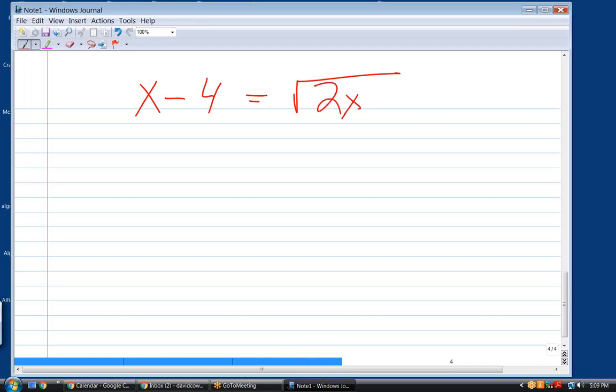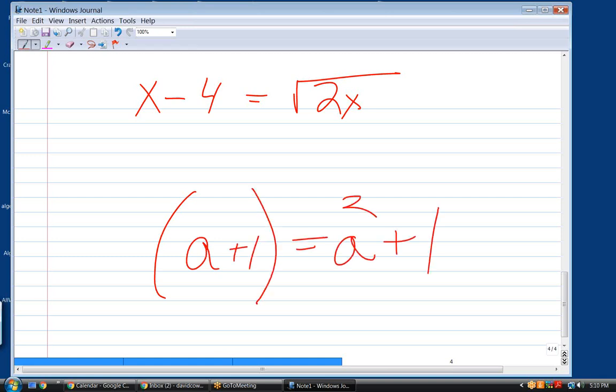What now? Let's square both sides. Okay, after I square the left side, what do I have? The left side you have x squared plus 16. No. That's the biggest single mistake made in algebra by everybody, is squaring this and coming up with a squared plus 1. That is not the answer.